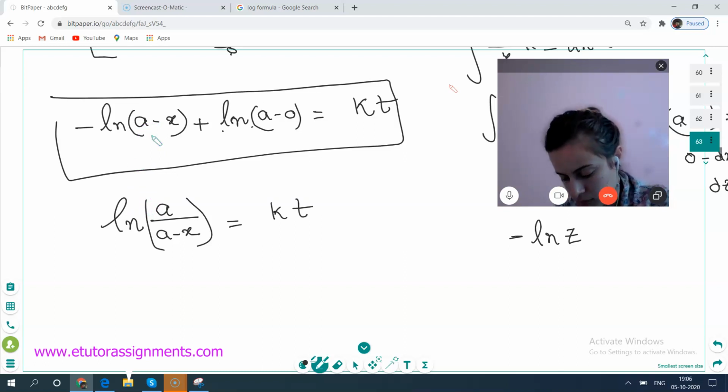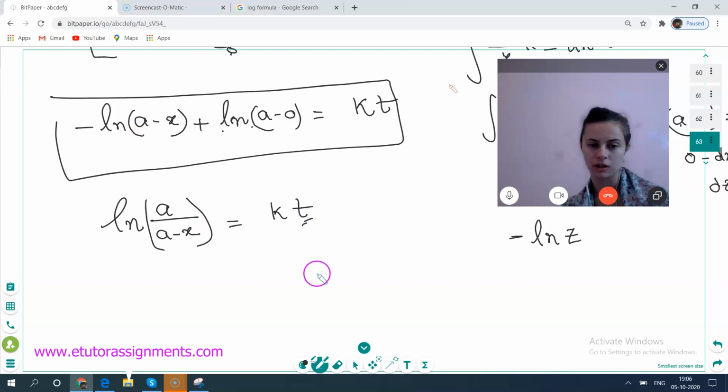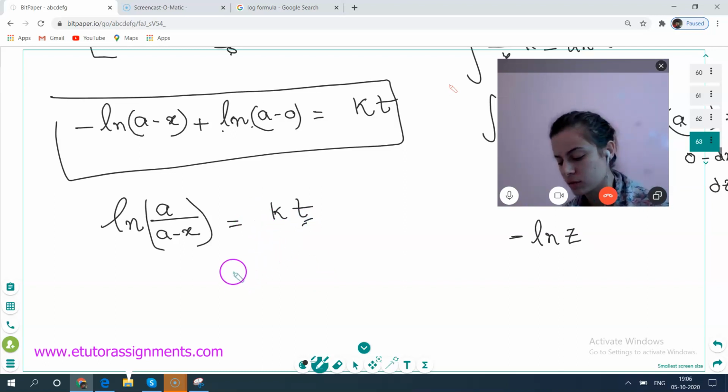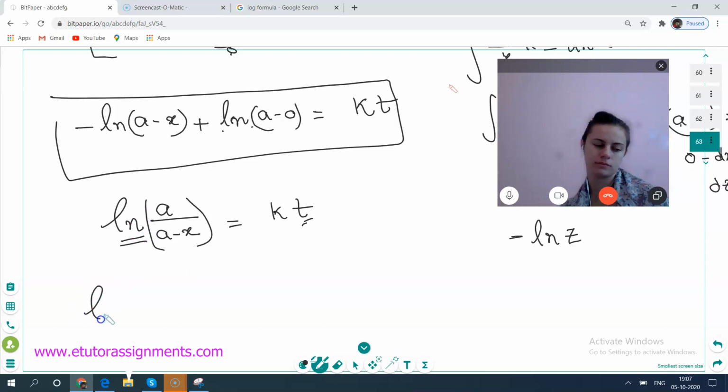Correct or not? Okay. What is the T here? From here I can get the time, which means how long the reaction was going. Now here it is ln. It is not log 10, but you are more familiar with 10. Correct na?